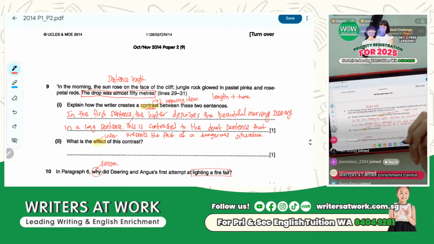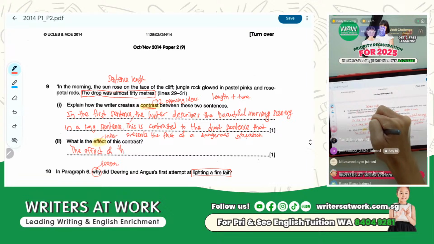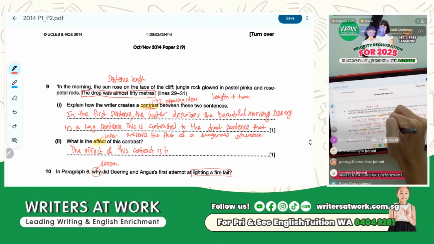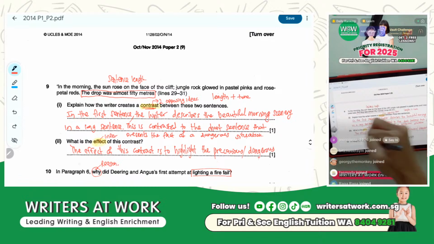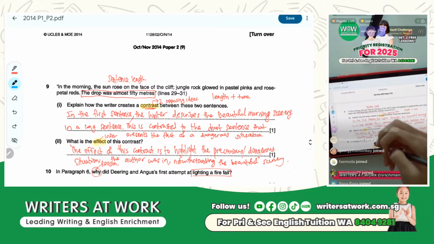Okay, and what is the effect? Let me just write it down. The effect of this contrast is to highlight the precarious or dangerous situation the author was in, notwithstanding the beautiful scenery. The main thing when you talk about effect is always to highlight, to emphasize, to point out the main point. Alright?